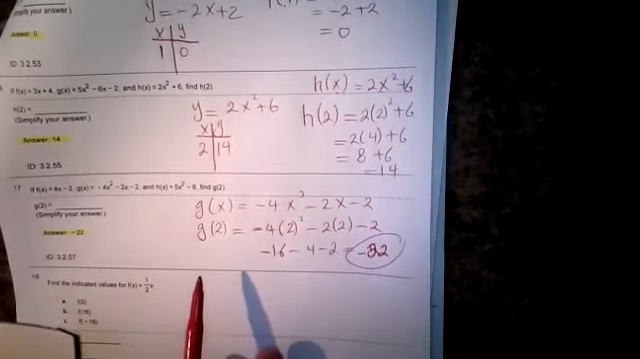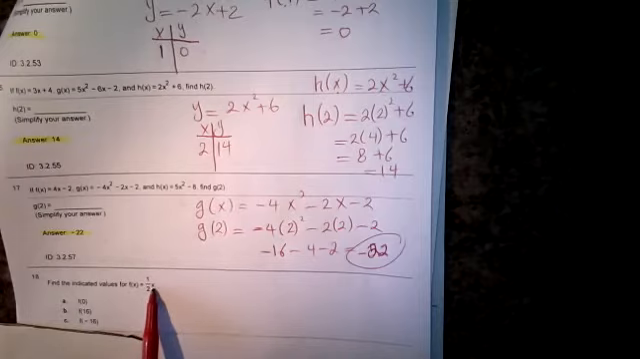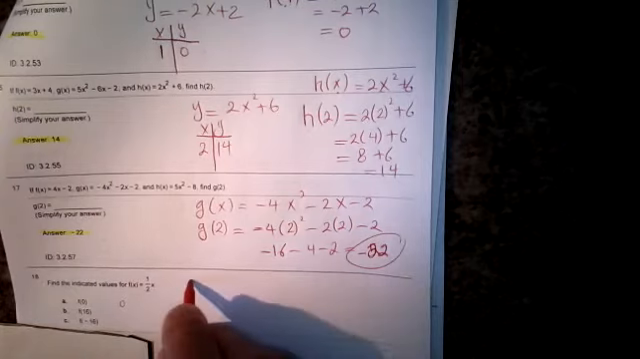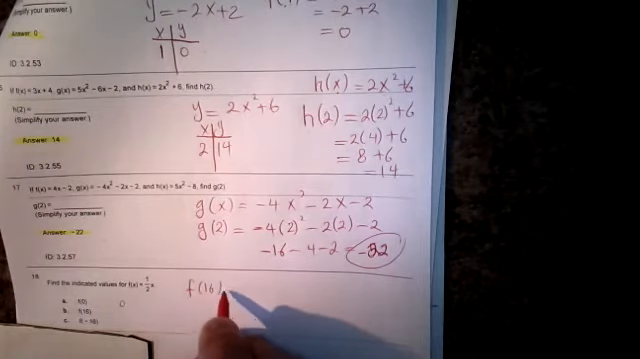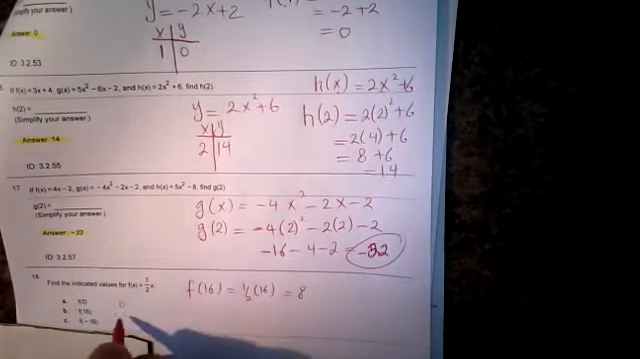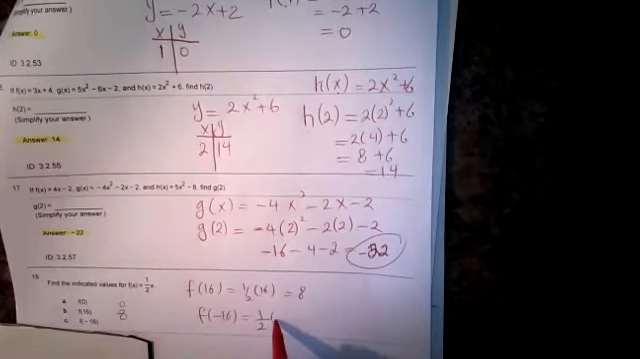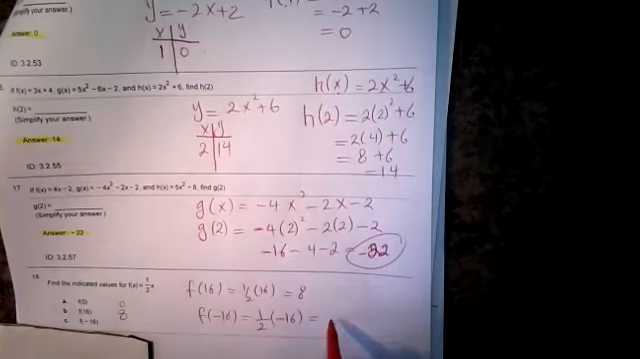Now here, find f of 0, means put 0 here. Half of 0 is what? 0. Put 16 here for x. What is half of 16? See, f of 16 means half times 16. What is half of 16? 8. Minus 16. What is f of minus 16? Means half of minus 16 is what? Minus 8.